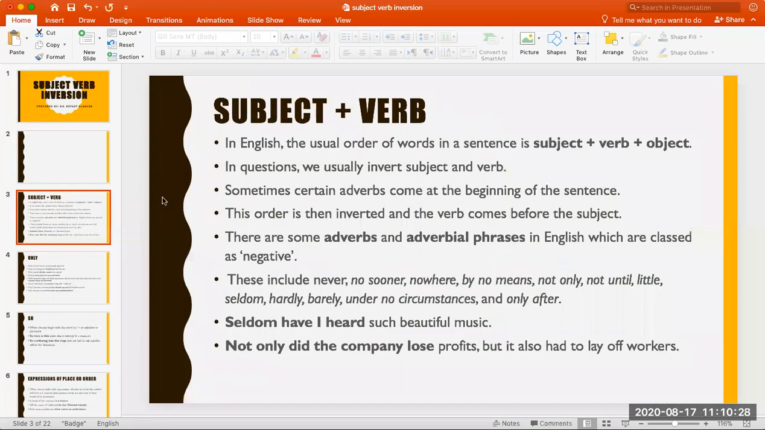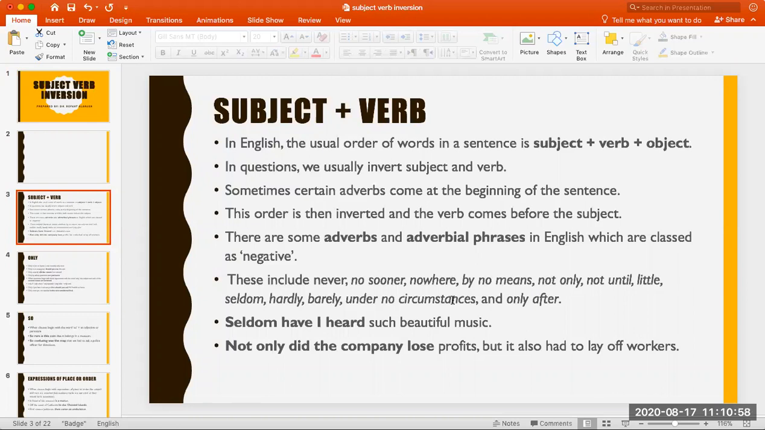Naturally, in English, the word order follows the subject, then the verb, and if we have an object, then we have the object. So you say, I saw my friends yesterday. The book was interesting. They can swim. This is the normal subject-verb order of statements in English.